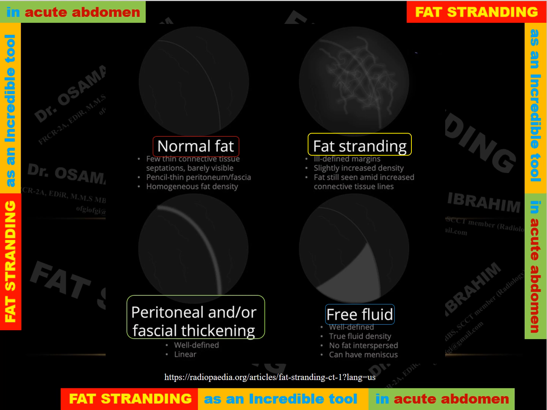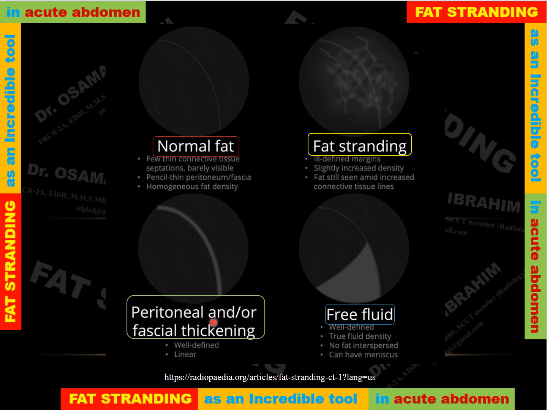This diagram shows normal fat compared with fat stranding. Normal fat appears as barely visible lines, a few thin connective tissue and pencil-thin peritoneal fascia, with homogeneous fat density. However, fat stranding has ill-defined margins like these lines, slightly increased density, with fat still seen amid increased connective tissue lines.